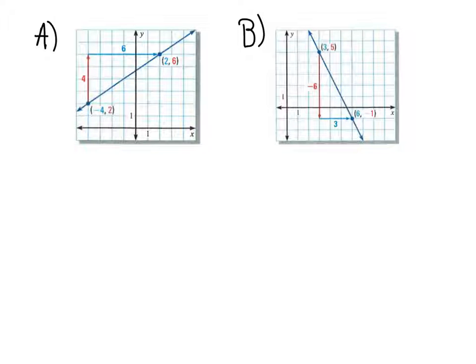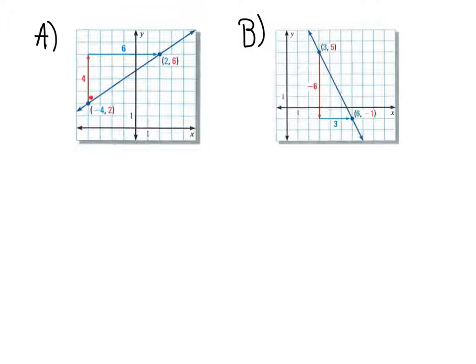We have A and B. In example A, notice we have 2 points on our graph. We have (-4, 2), and then we go up to (2, 6). Now our graph is headed in the positive direction. It's going up from left to right, so we know we're going to have a positive slope.